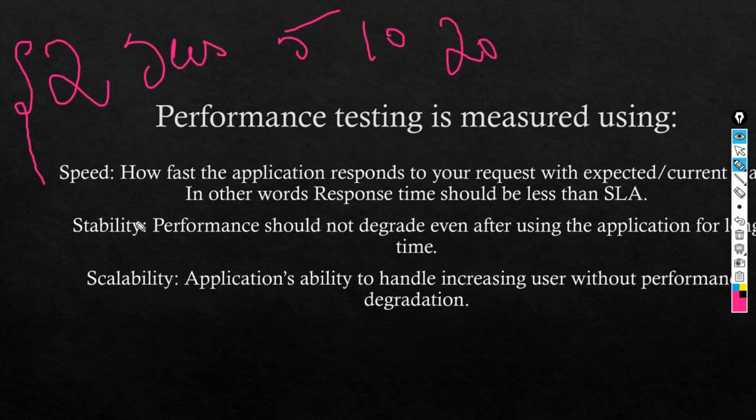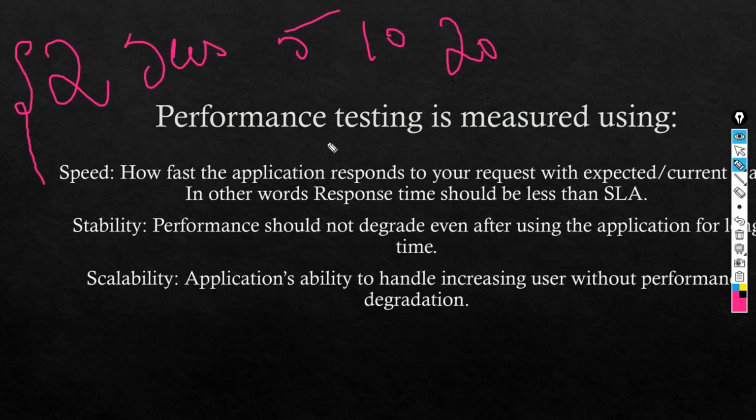Then it is also measured in terms of scalability. What do you mean by scalability here? It is the application's ability to handle increasing users without performance degradation. That means when you increase the number of users, the performance should not degrade. Especially, let's say you are running with 500 users, generally a load test. Then the performance should not degrade if you run your test with 600 users or 800 users or something like that. So performance testing is measured based on these three terms: speed, stability, and scalability.